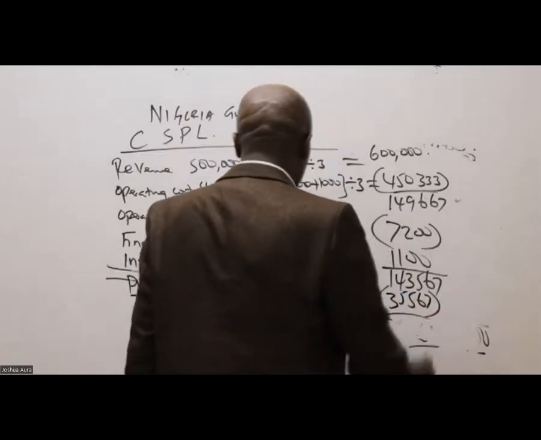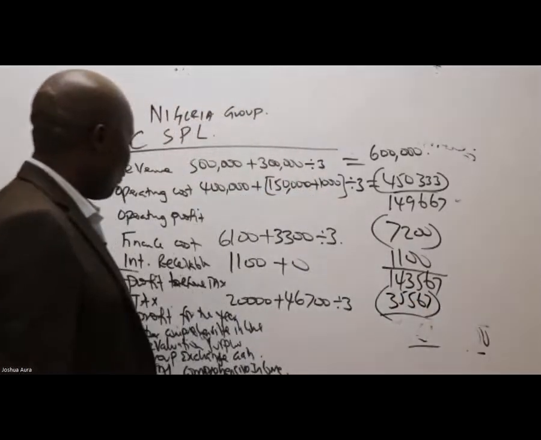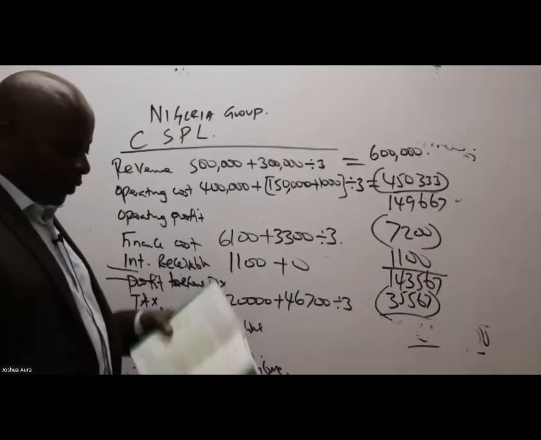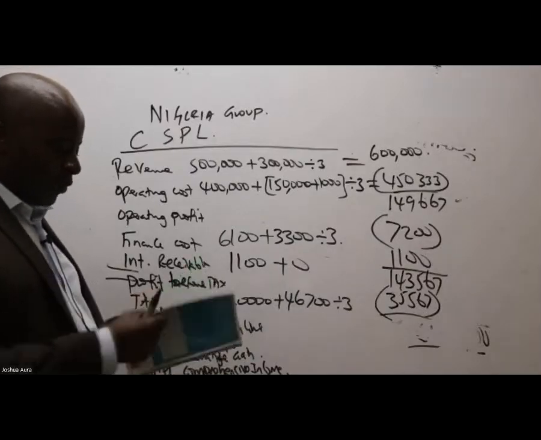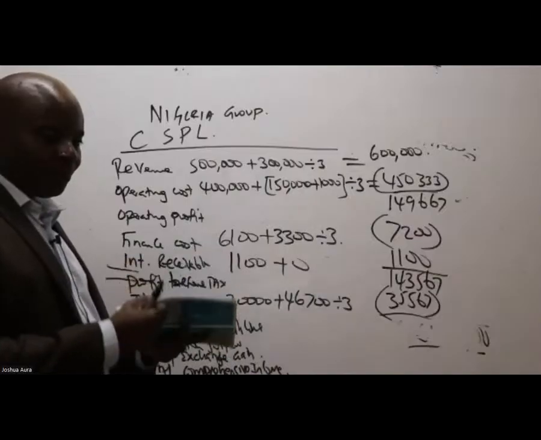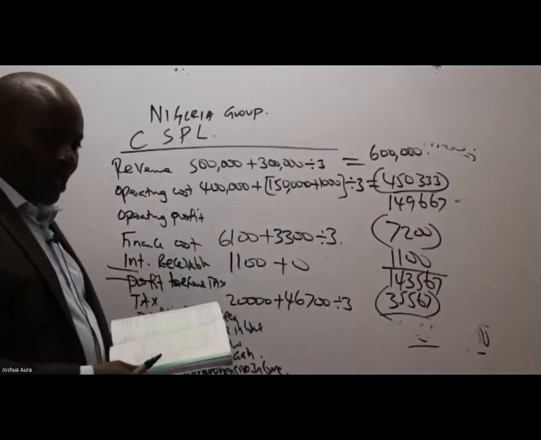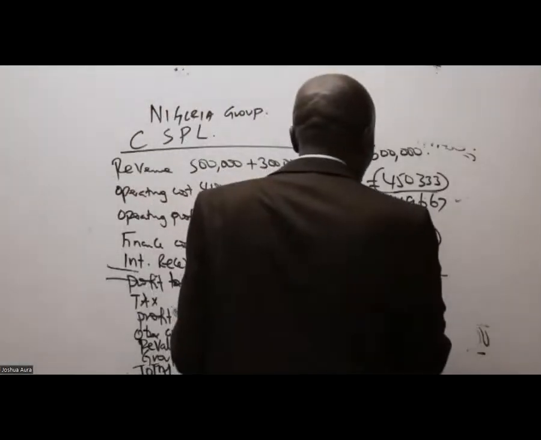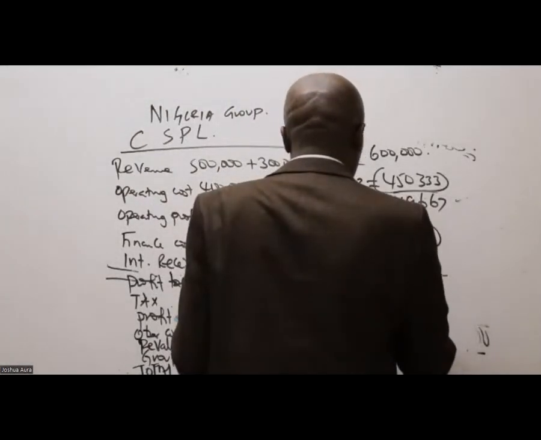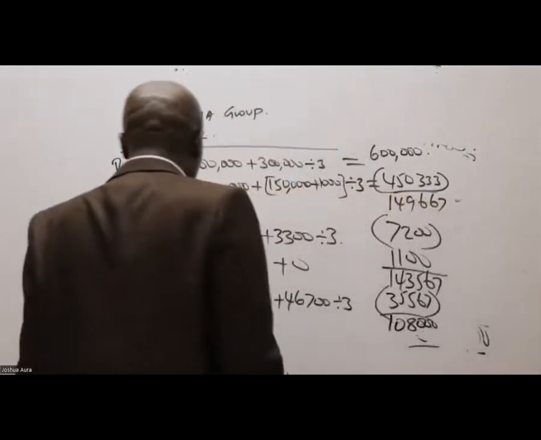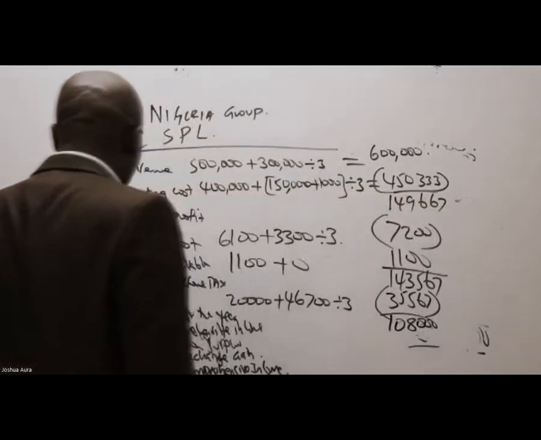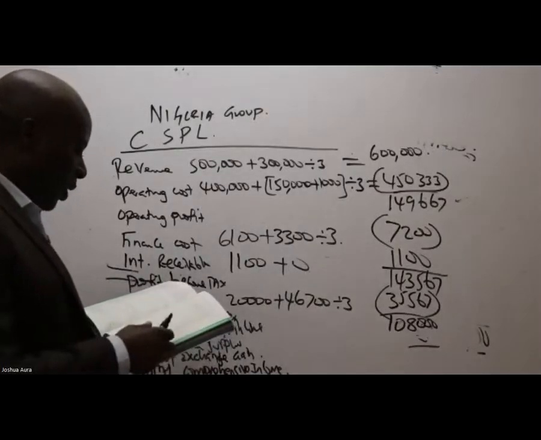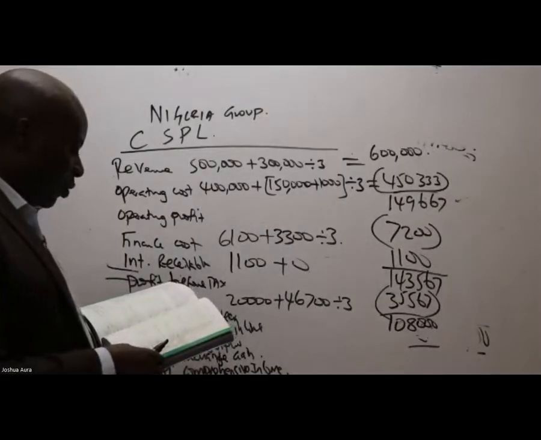So please go ahead and subtract this for you to give us the profit for the year. Profit for the year. What do we have there? Profit for the year: 108,000. From there, come and give us other comprehensive incomes.